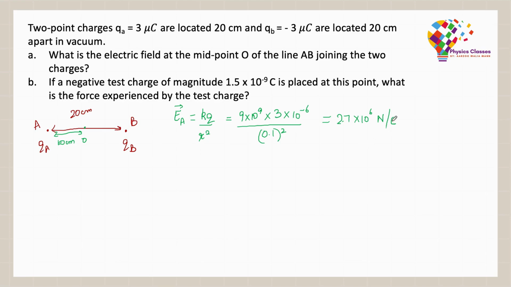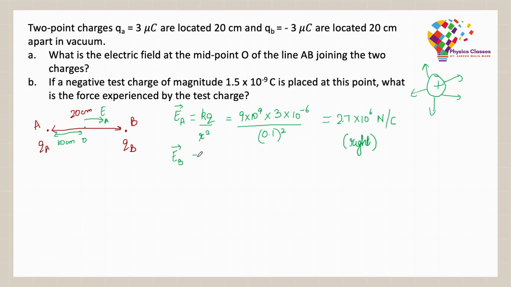Now, this is just the magnitude of this field. What about the direction? Since QA is a positive charge, for a positive charge, the field is always outwards. The field always starts from positive charge and moves outwards. Therefore, due to this A charge, the field at this point would be away from it. This is the direction of electric field due to the charge A at point O. So I can very easily say this 2.7 into 10 to the power 6 newton per coulomb is in the right direction.